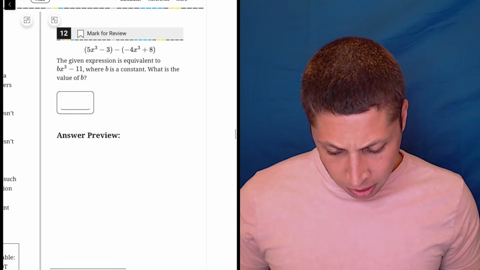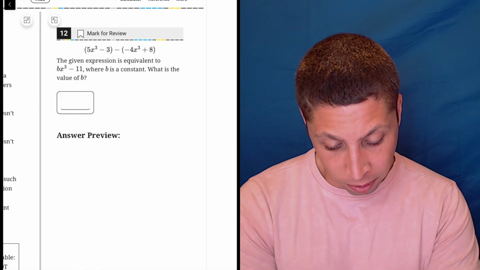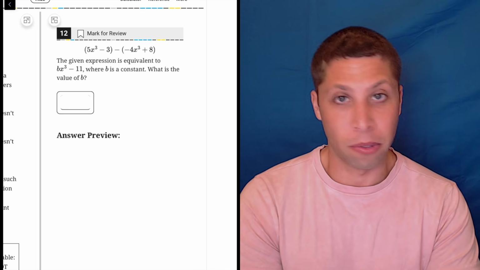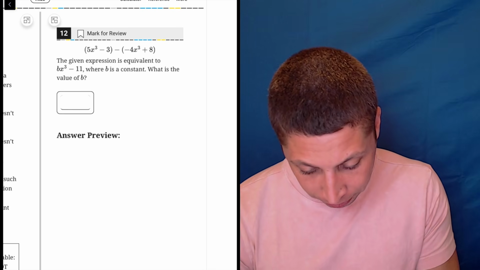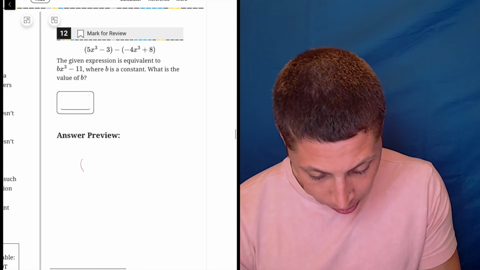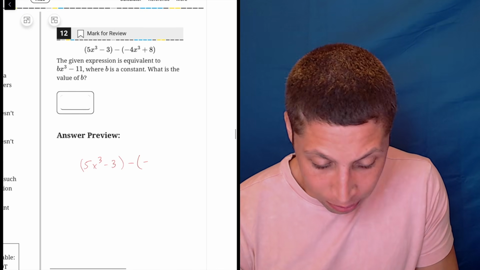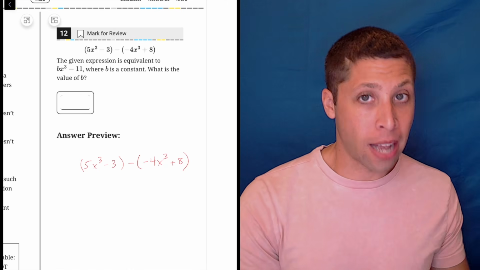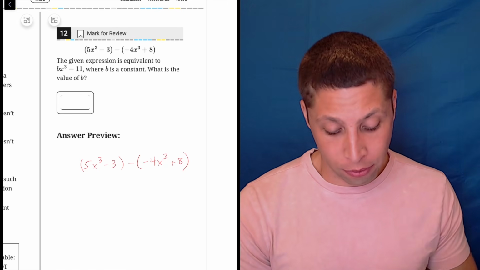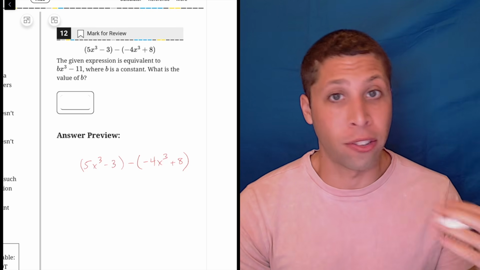Okay, the given expression is equivalent to bx cubed minus 11, where b is a constant. What is the value of b? So this is just a combine like terms situation. So make sure that you distribute that negative. Depending on how careful you are on your scrap, you might want to just write out exactly what they give you. I think that's probably a good habit to get into, is write it out exactly, so that there's no chance of you doing the arithmetic wrong by writing out the first step rather than just the original.